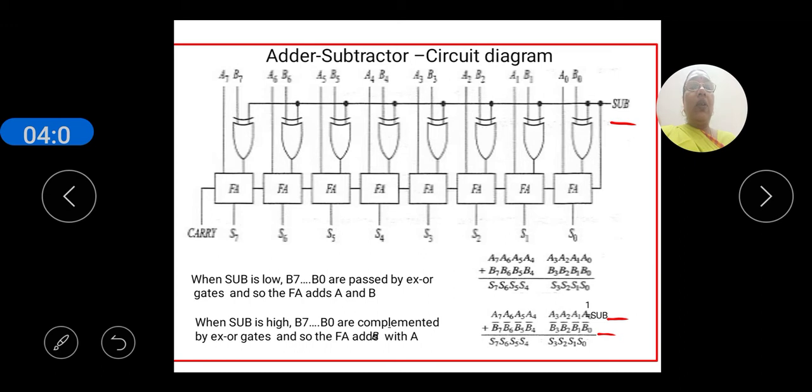Whenever sub is low, we are adding the two numbers A and B. So the same circuit functions as adder and subtractor.